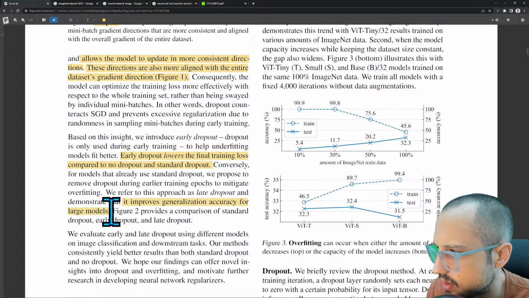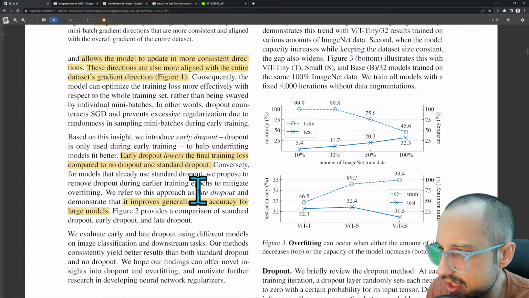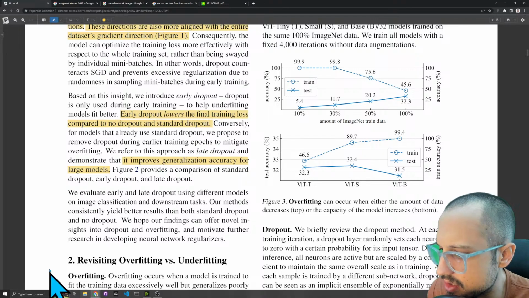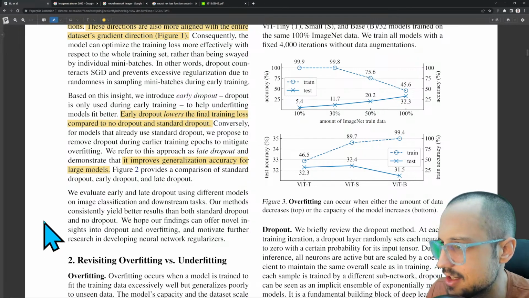Okay. So I wonder how late that is. I wonder if you could do dropout in fine tuning as a method of improving generalization and reducing catastrophic forgetting.